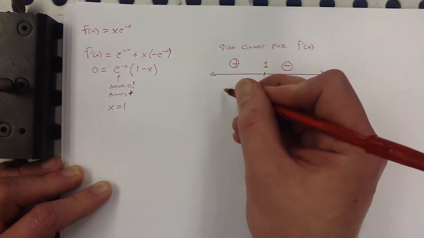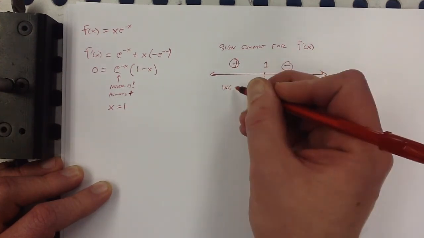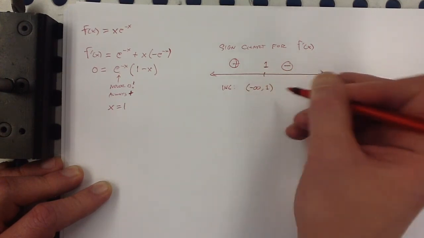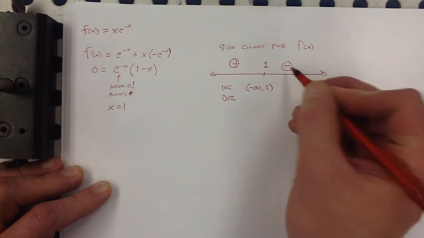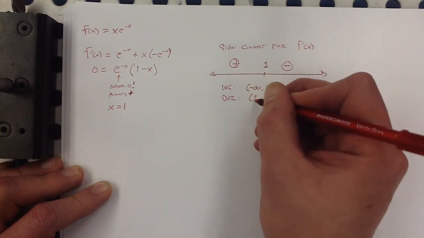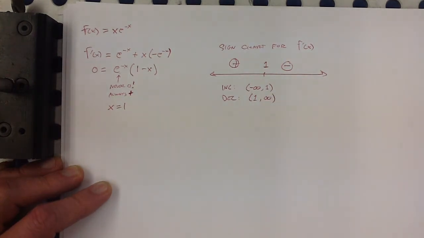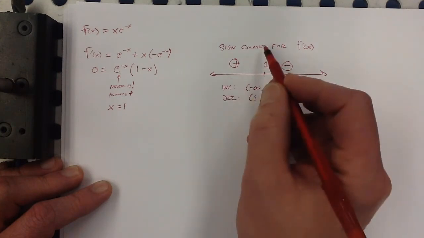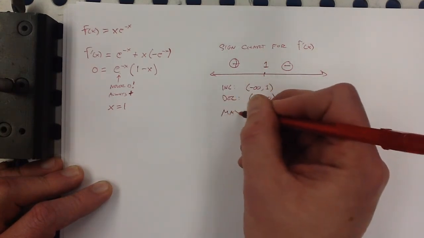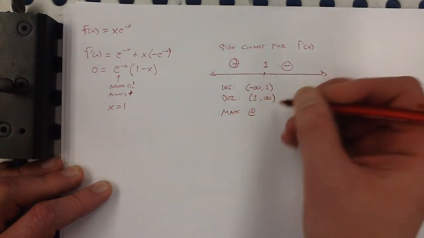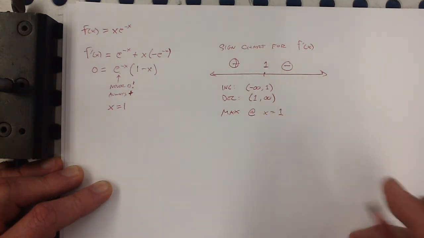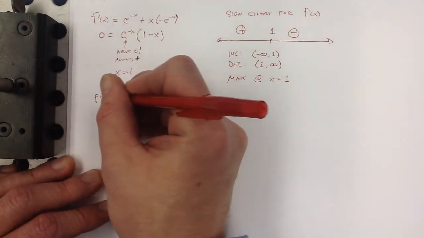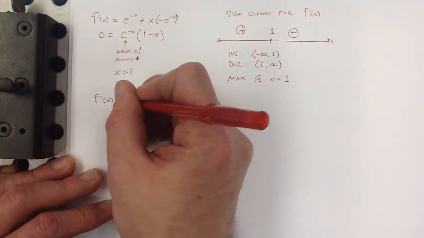So what's going on here? This means this function is increasing from negative infinity to 1, and it's decreasing from 1 to infinity. And that means that this, increasing, decreasing, we have a maximum at x equals 1. Okay? Now let's do the second derivative, see what that tells us.